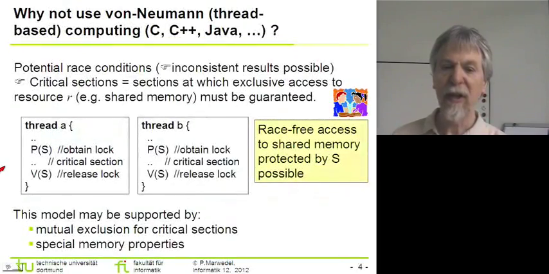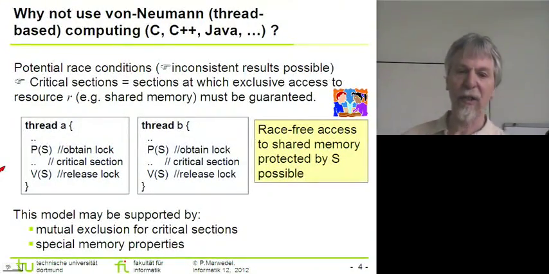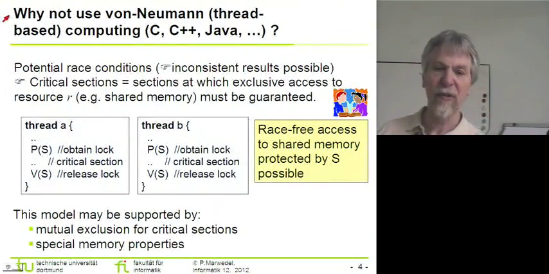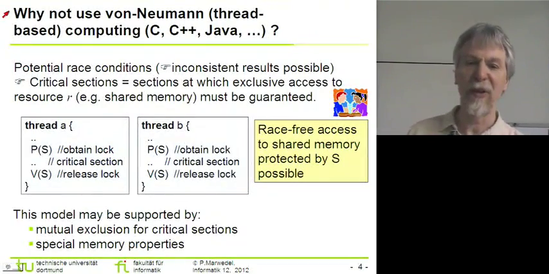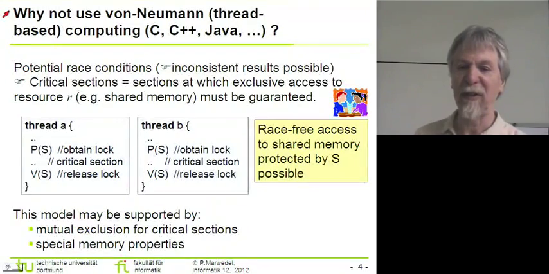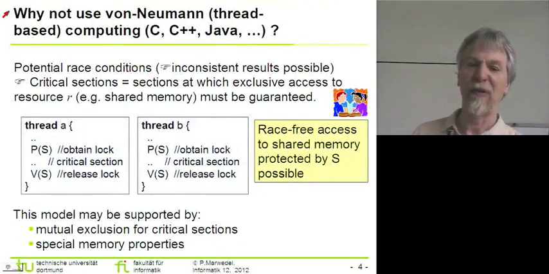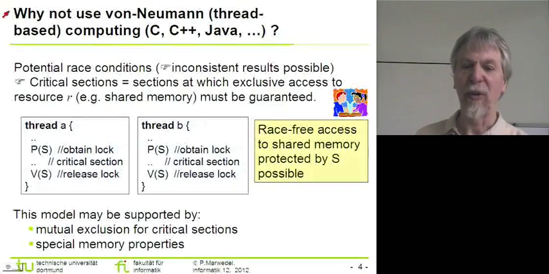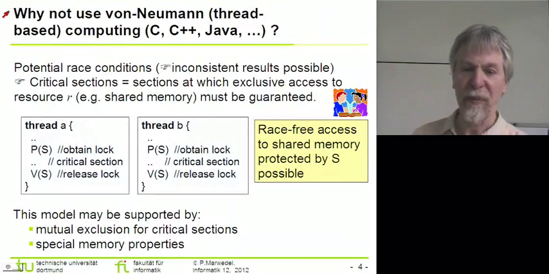Now this looks a little general, and you might ask, well, why don't we just use programming techniques that we are familiar with? We learned some programming, let's say in C, C++, or Java. Why don't we just describe systems in that way? We would call this thread-based computing or von Neumann-based computing.